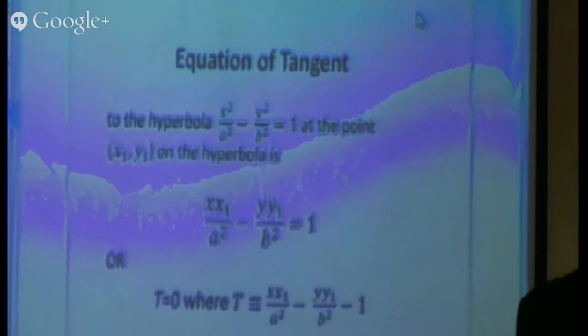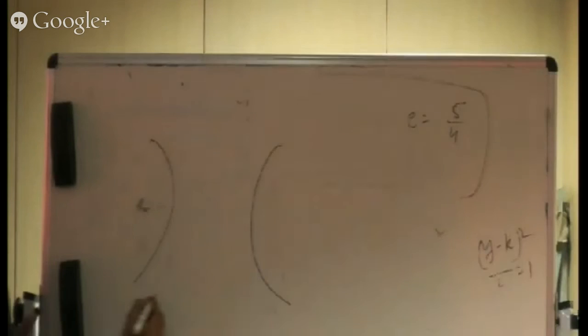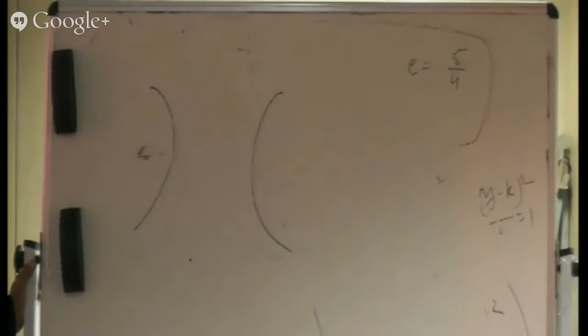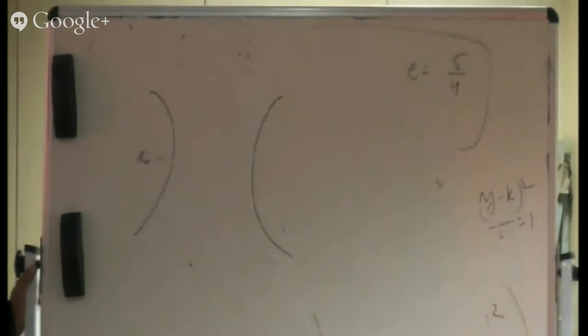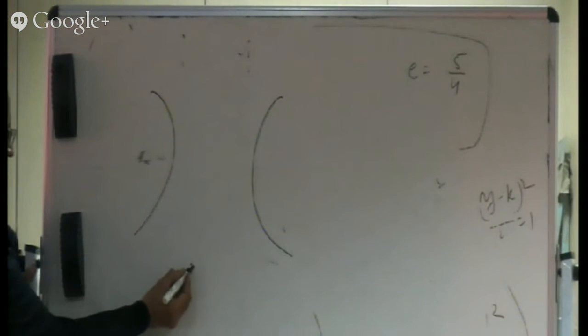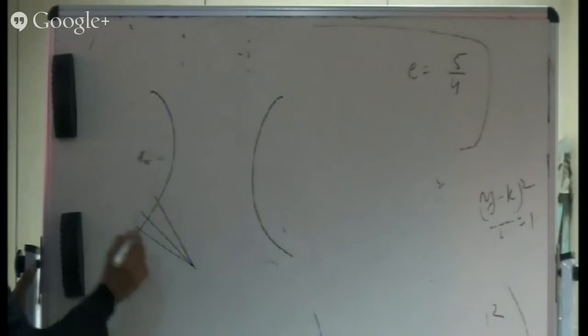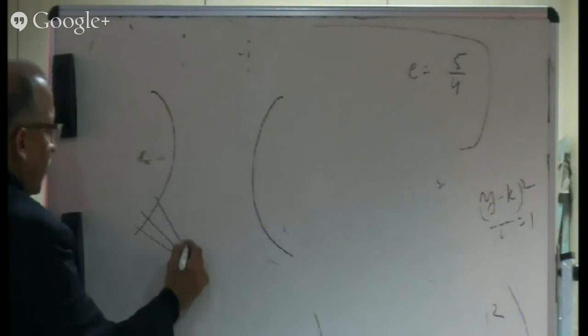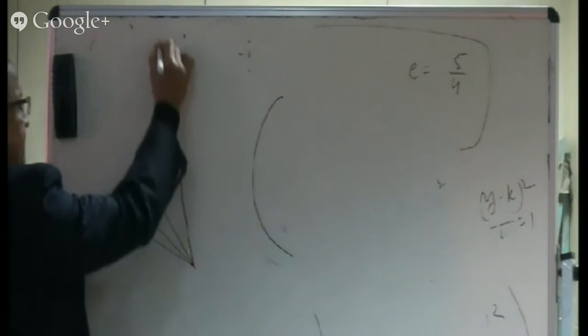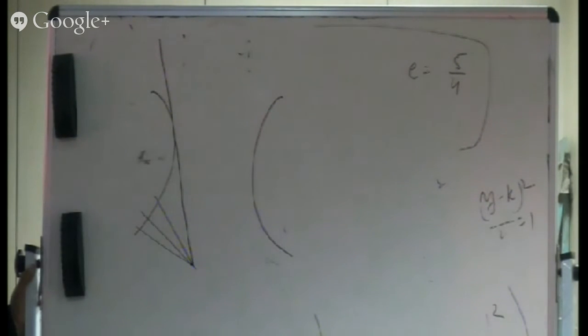Suppose this is your hyperbola. Let me not draw the axis. Suppose this is the hyperbola. If the point does not lie on the hyperbola, then talking of the tangent is a bit confusing, because every line passing through this will not be the tangent. You have to look for one line which touches it. That's an entirely different thing.